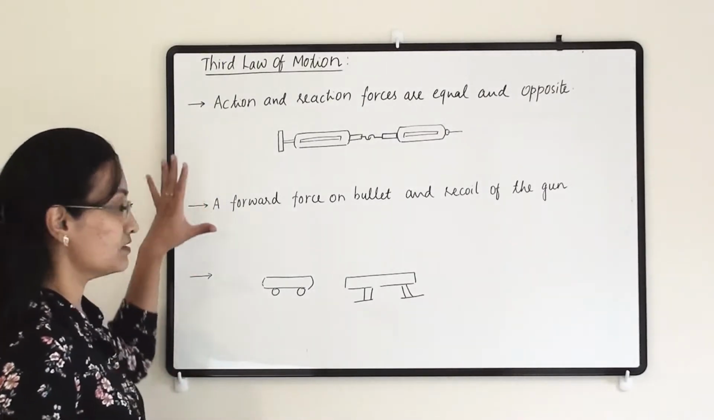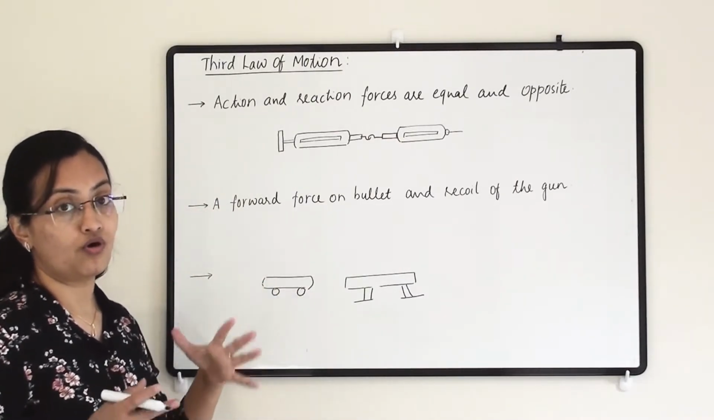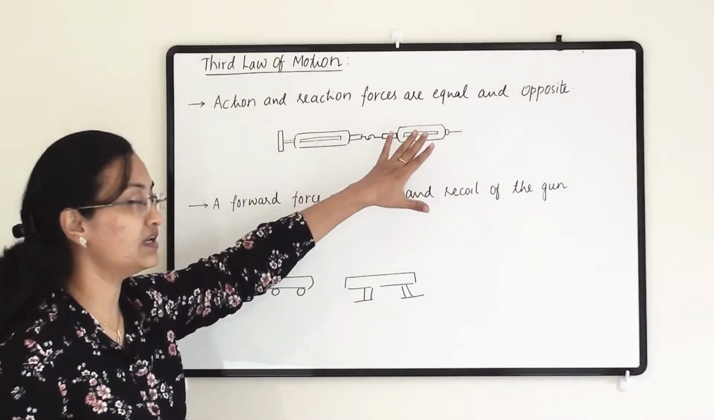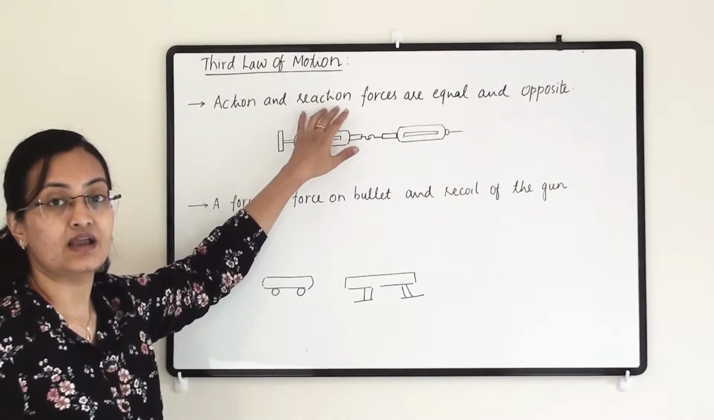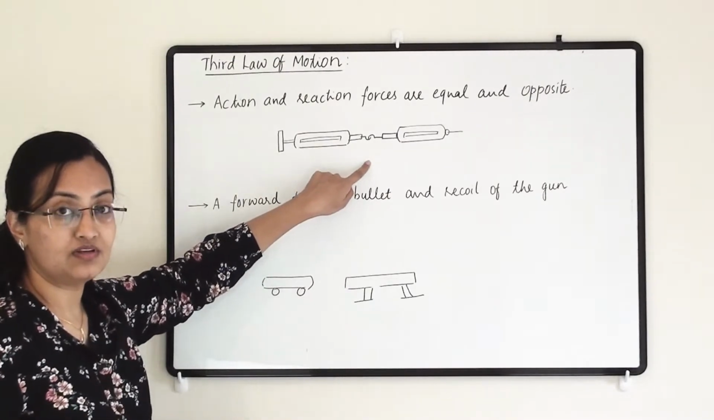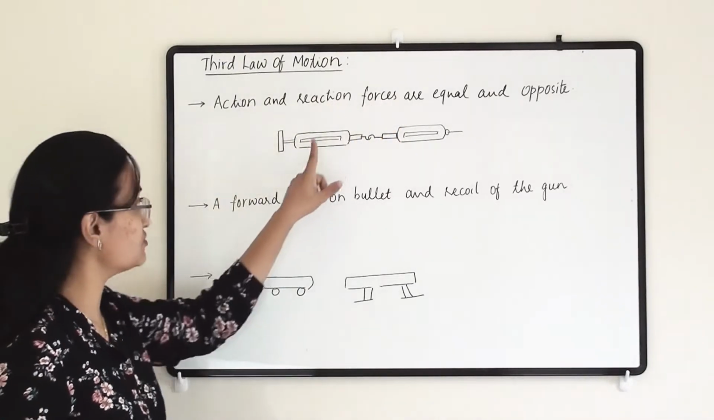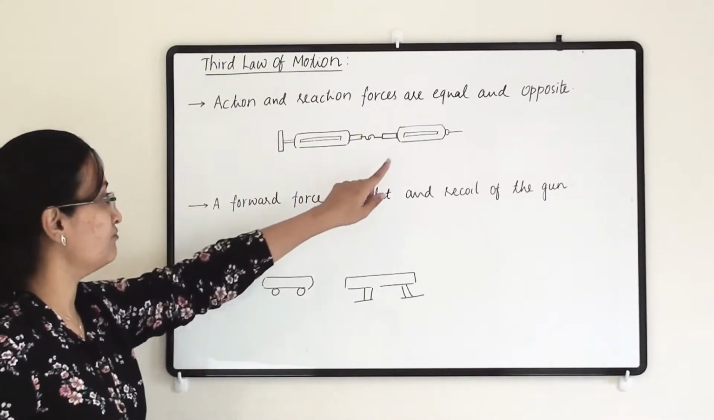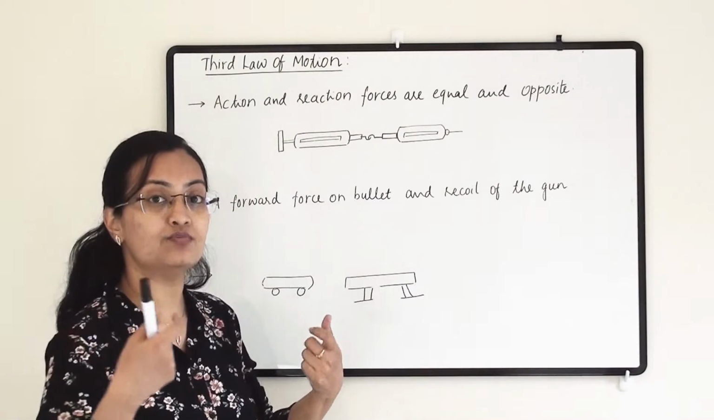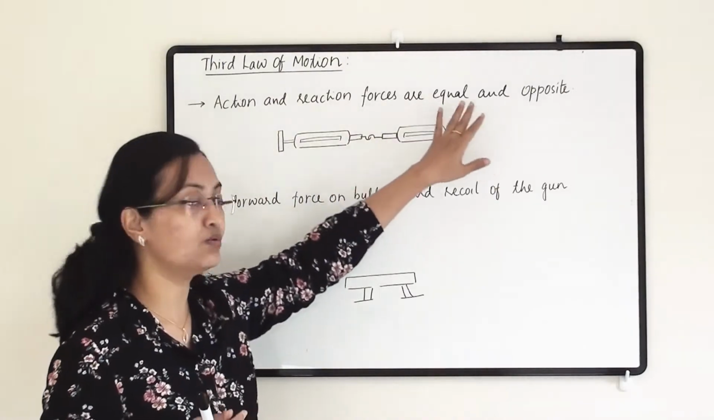So here let us first understand some of the concepts of the third law of motion. First, when we say action and reaction forces are equal and opposite, this statement is according to the third law of motion. I have given here, as per the textbook, an example with spring balances. This spring has been attached to the wall, and when we pull it from here, that much it pulls back.